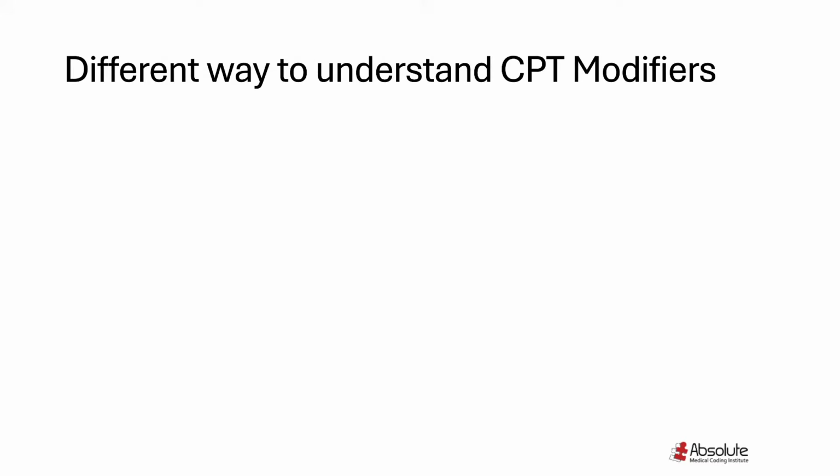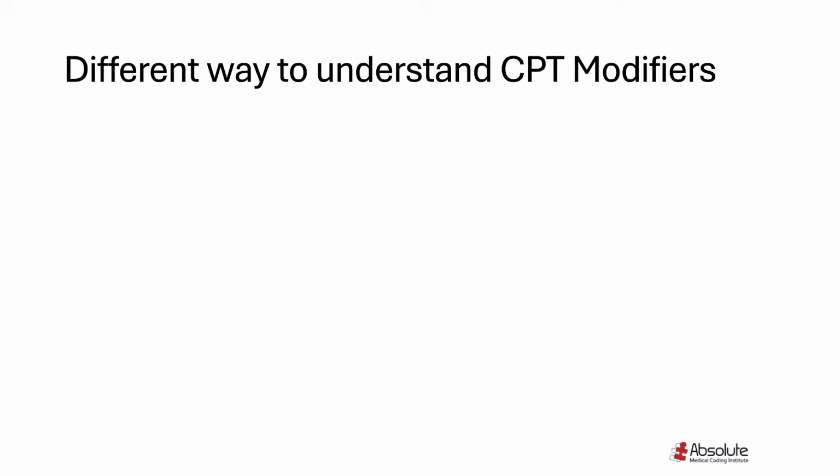And I got a question for you. Is anyone in here familiar with physical status modifiers, like for anesthesia? Type in the chat. So physical status modifiers are modifiers that describe the status of the patient. If the patient is healthy, it's a P1. If they have chronic illnesses, multiple chronic illnesses, P2. If they're deceased, that's P5. Or is it P6? I'm not sure.